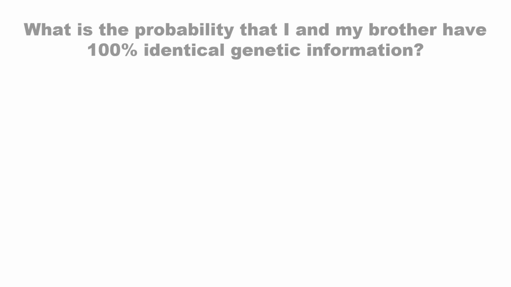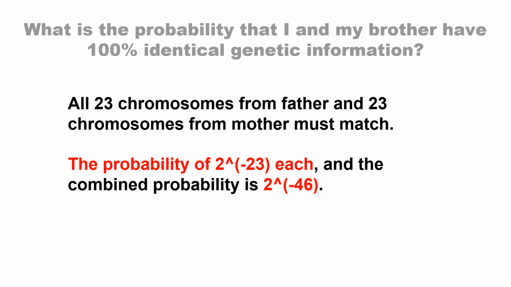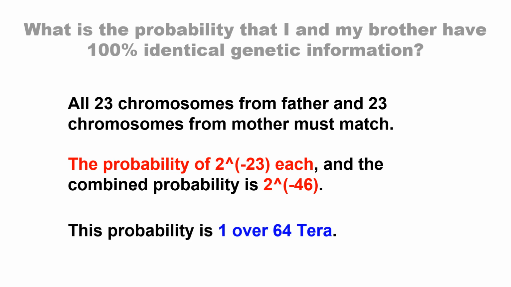Then let's think about the probability that my brother and I have exactly the same genetic information. What can be the probability? Well, all 23 chromosomes from father and all 23 chromosomes from mother should match. Then the probability for each side is 2 to the minus 23. And altogether, this is 2 to the minus 46. This probability is 1 over 64 trillion. It's an amazing number, isn't it?